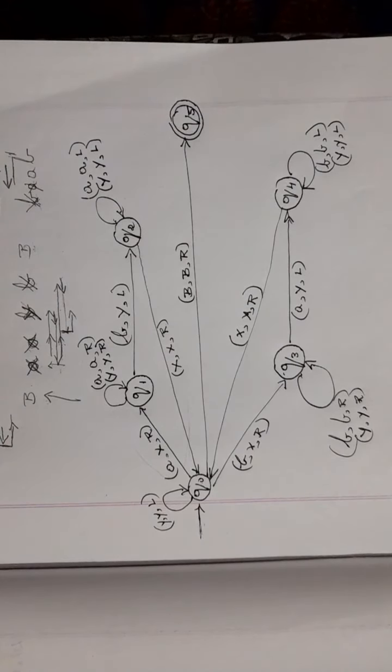So this is the Turing machine that accepts equal number of A's and then B's. So once you're done with this, write the tuples and you can take any example and then you can trace it.